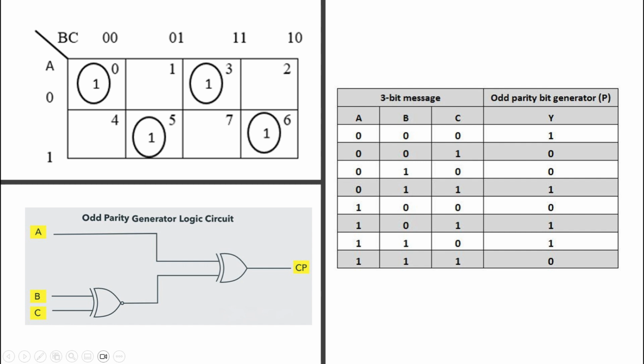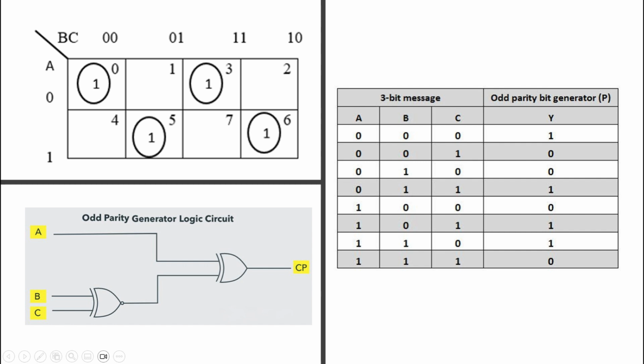Look at the first row. A is 0, B is 0, C is 0. How many ones? 0 ones. 0 is even. This is an odd parity generator. Remember, odd parity wants the total to be odd. The data has 0 ones, which is even. So we need to add a 1 to make it odd. Look at the output Y. It says 1. Perfect.